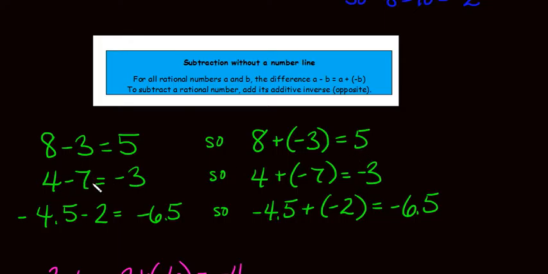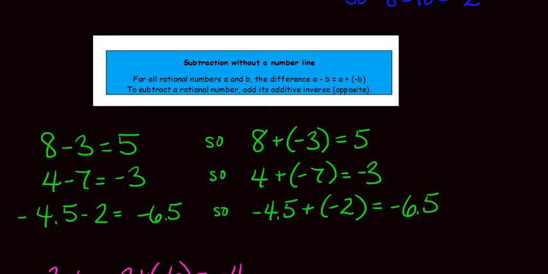4 take away 7 equals negative 3. So the way we're going to think of it is 4 plus a negative 7. And you know, if you're at 4 on the number line and you go backwards negative 7, you're going to end up at negative 3. That's why we're going to think of it just like this. Negative 4.5 minus 2 equals negative 6.5. So the way we're going to think about it is negative 4.5 plus negative 2. We're going to go backwards even more, which is negative 6.5.